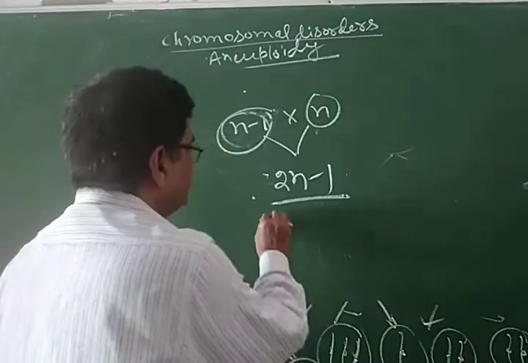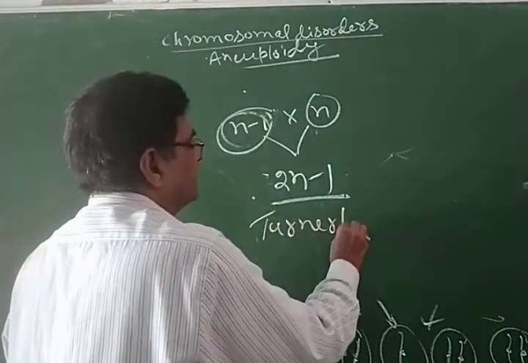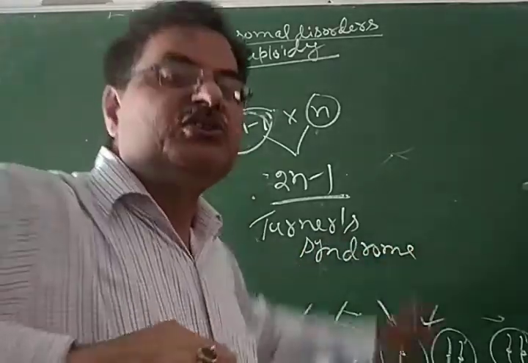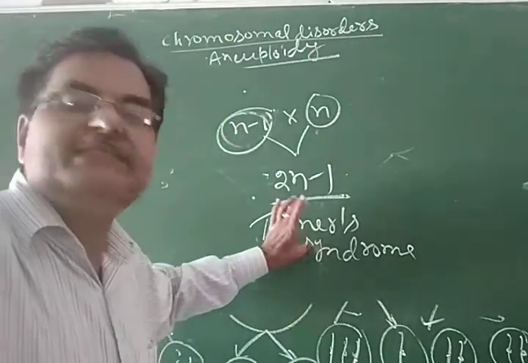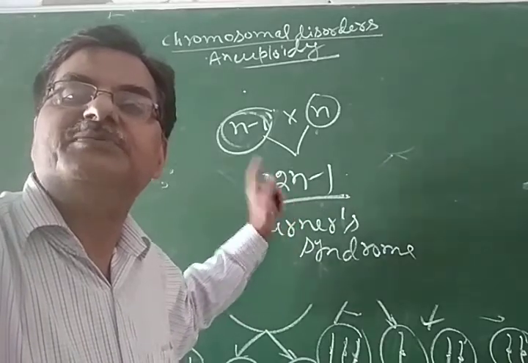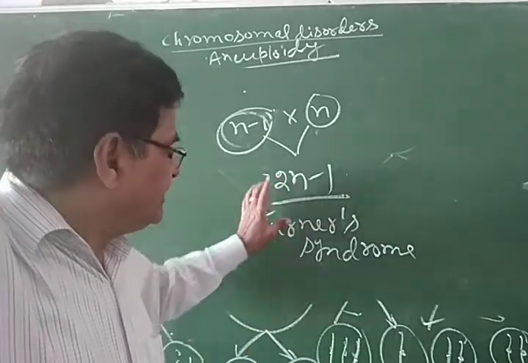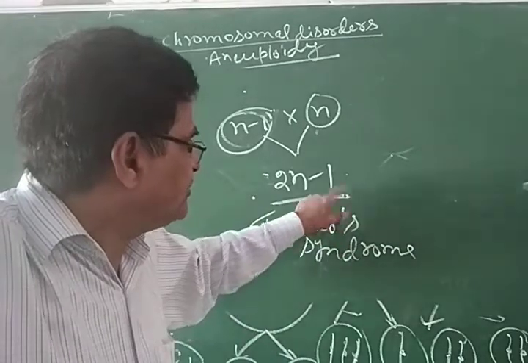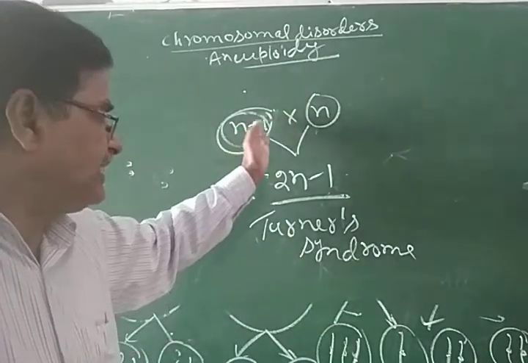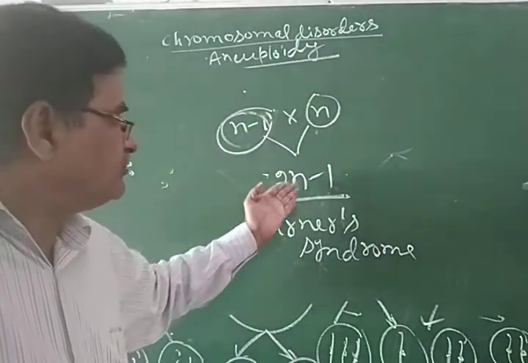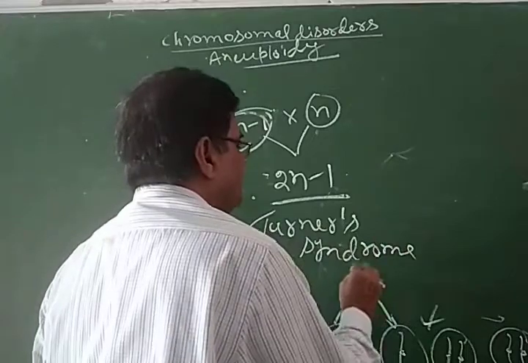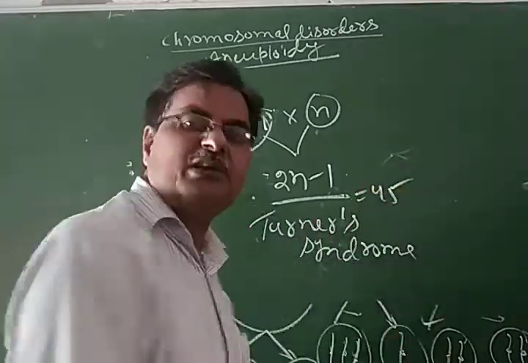In human beings, a disease occurs that is called Turner's syndrome. Turner's syndrome is one of the disorders found in human beings. This is due to the monosomic condition of the sex chromosome. How does the disease occur in the person suffering from Turner syndrome? Suppose this is the male gamete and this is the female gamete. It will produce 2n minus 1. In that condition, the total number of chromosomes in that individual will be 45.